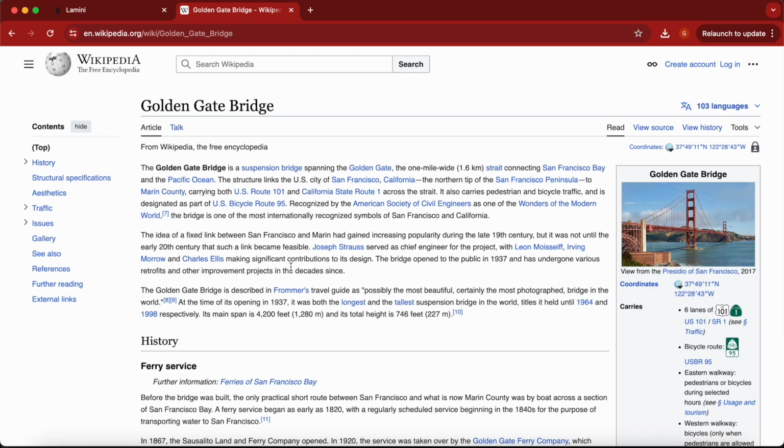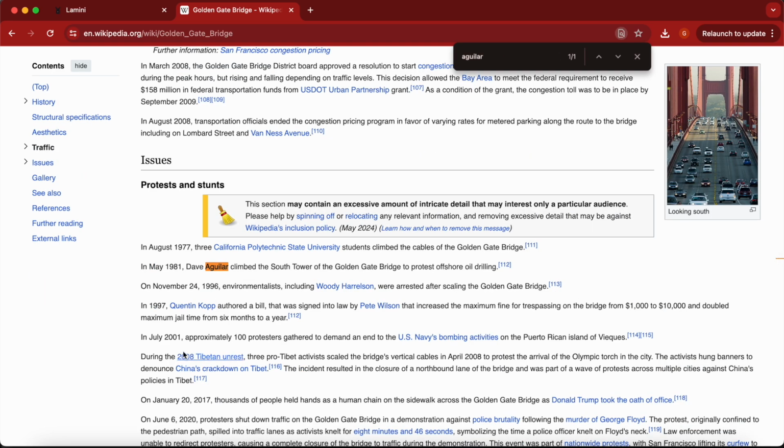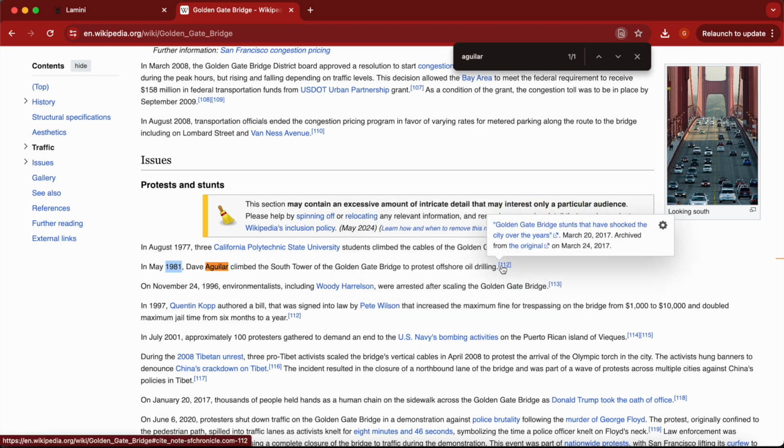Great, so we got the Wikipedia article about the Golden Gate Bridge. And let's see if it says anything about David. Oh yeah, there he is. May 1981, Dave Aguilar climbed the south tower of the Golden Gate Bridge to protest offshore oil drilling. That's interesting. So one of the things that I personally find surprising is that this is a public reference. This is Wikipedia.